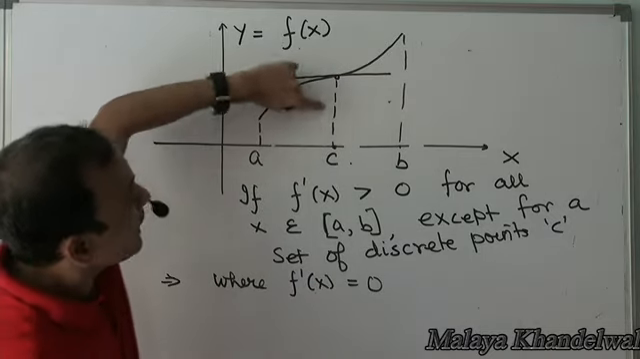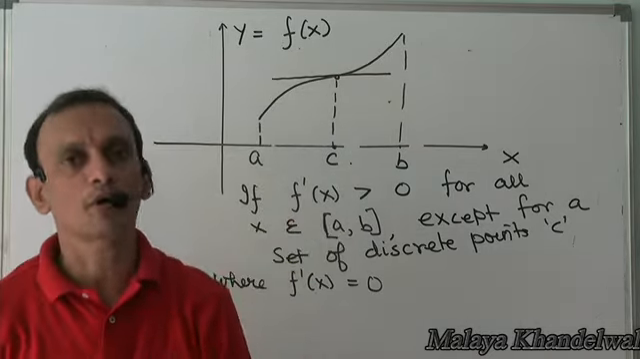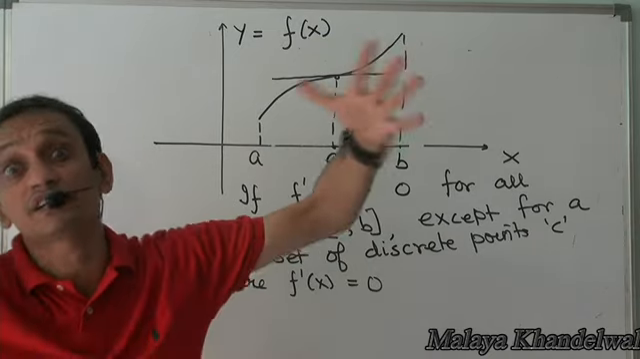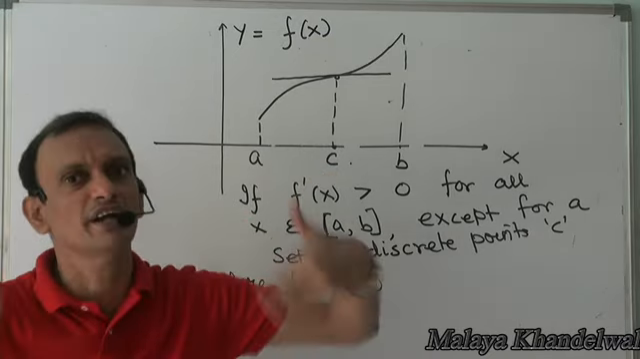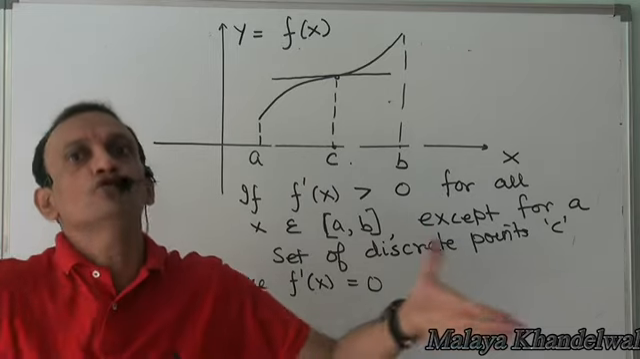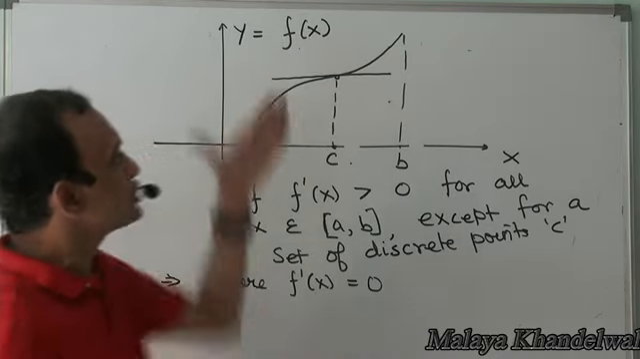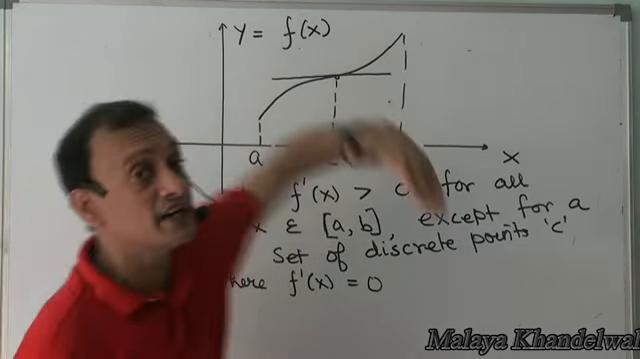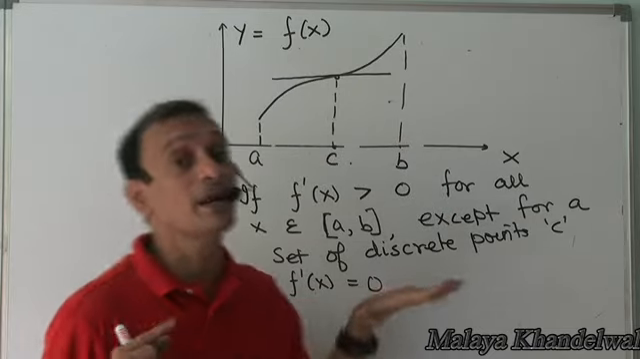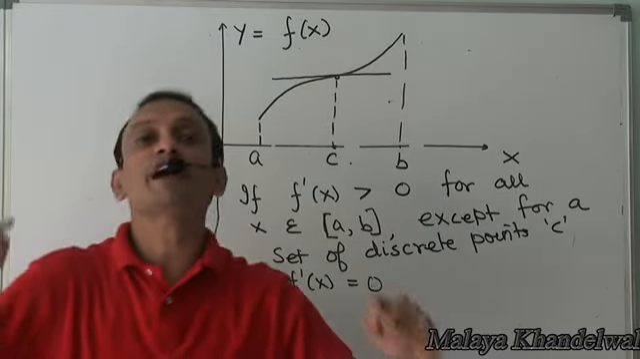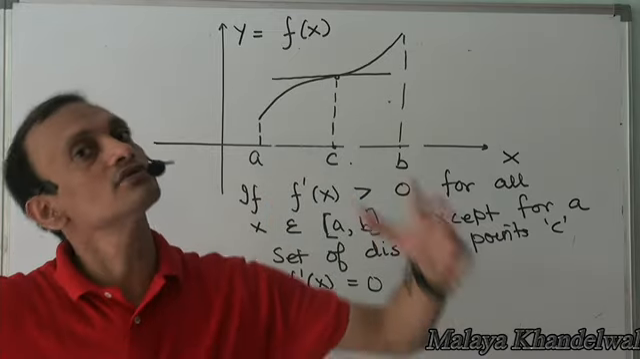Then at one or more isolated points, these c's must be isolated points. They must not constitute an interval. As long as they do not constitute an interval, and if one finds that at these points f dash x is becoming 0, then the fact of strictly increasing is not affected.